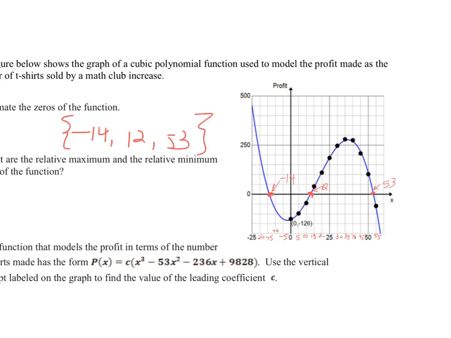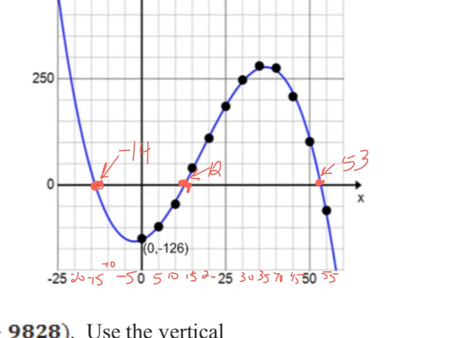Now they want your relative max and your relative min. If you really look at this, the min is just below that labeled point, and the max is about here. So when I try to find my min, it's got to be lower than negative 126, and it's going to be over here somewhere, so I don't know. I wrote negative 2, comma, negative 130.